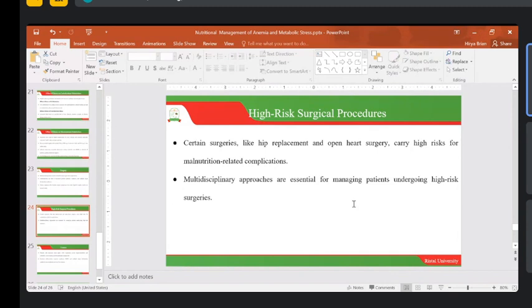High risk surgical procedures, certain surgeries like hip replacement and open heart surgeries, all carry high risks of malnutrition-related complications. Okay, and really we need a multidisciplinary approach for managing patients that are undergoing these high risk surgeries. So you need to be on board as a nutritionist. You need to know what impairments will happen after this surgery is done, or what things are supposed to be less indicated during the surgery or after.